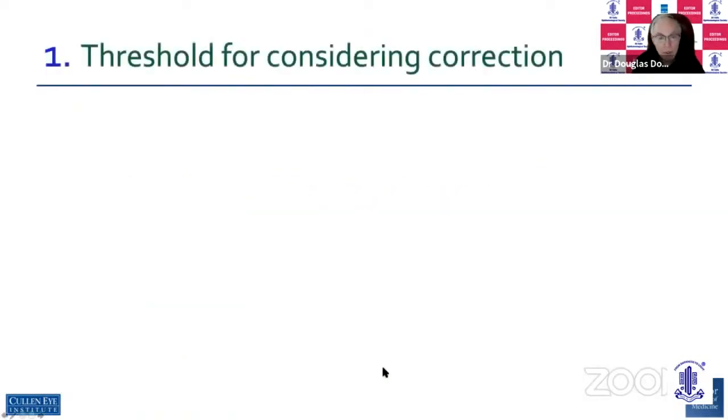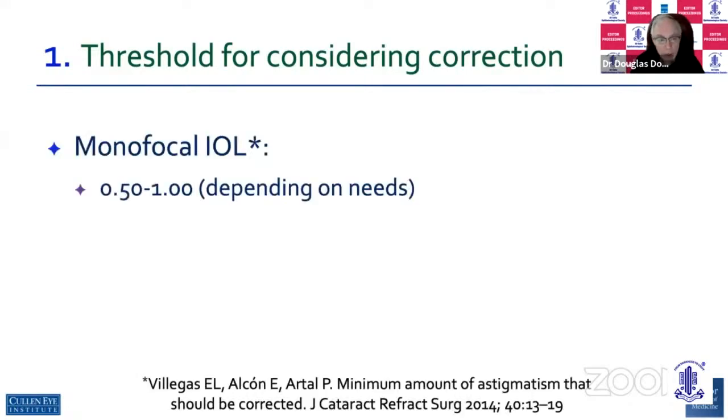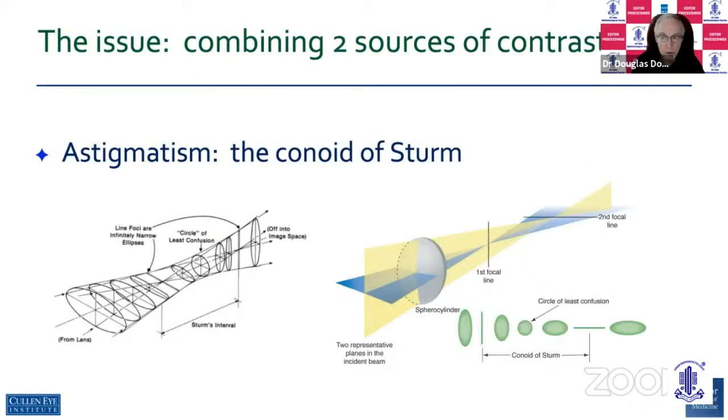So what do we know about toric IOL calculations? Because you've heard so many good talks, you're going to hear some repetition compared to what I'm pointing out here. So what's our threshold for correcting astigmatism? I think it depends on the patient's needs, but for a monofocal IOL, it's around a diopter. For a multifocal IOL, however, we need to be within a half diopter or less of accuracy. And the reason for that is we're combining two sources of contrast loss when we're using premium IOLs.